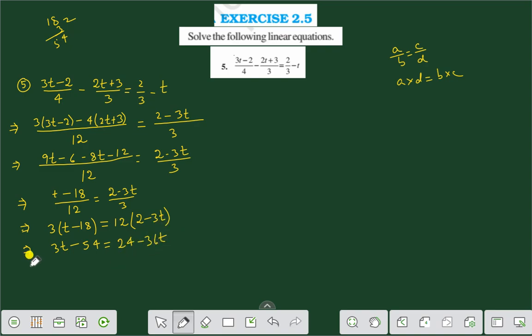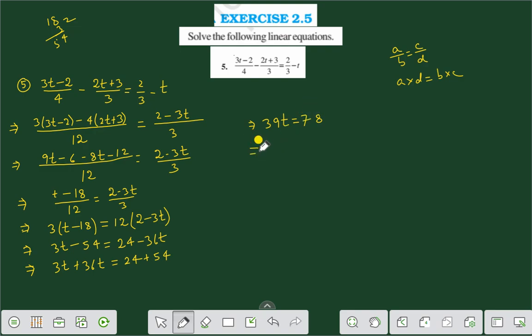Now on transposing we get 3t plus 36t is equal to 24 plus 54, or 36 plus 3 is equal to 39t is equal to 4 plus 4, 8, and 5 plus 2 is 7.